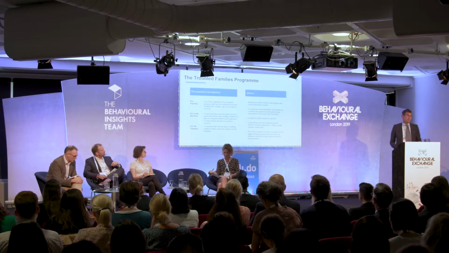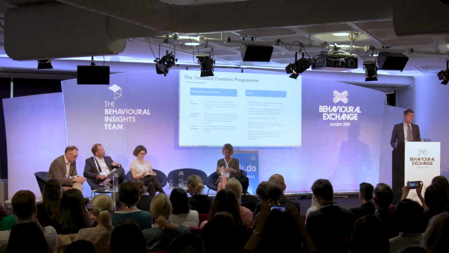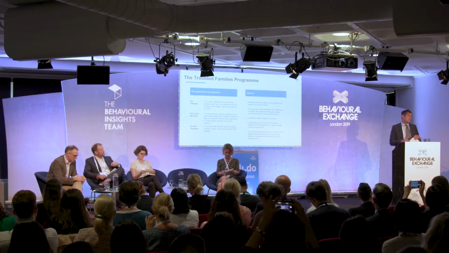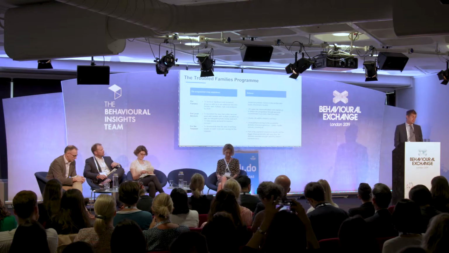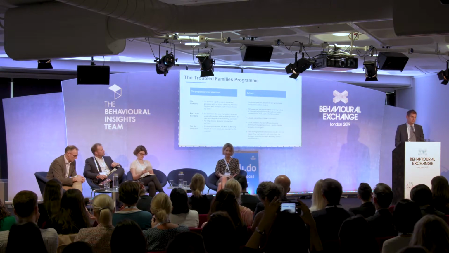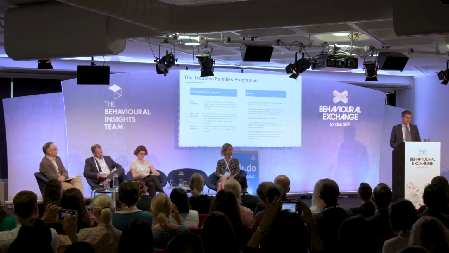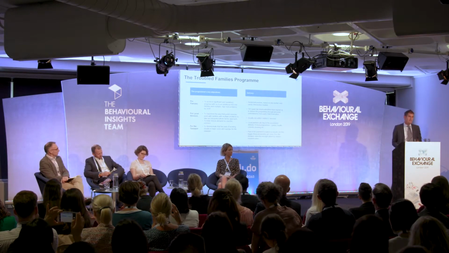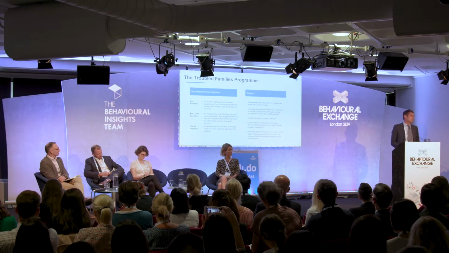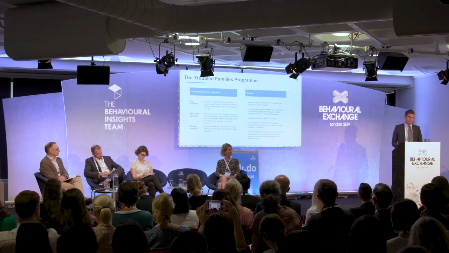So the Troubled Families programme is a large social policy intervention which aims to turn around or help the lives of families with complex problems. It's cost about £1 billion over the last spending review period. And fundamentally what we're trying to do is improve services for vulnerable families.